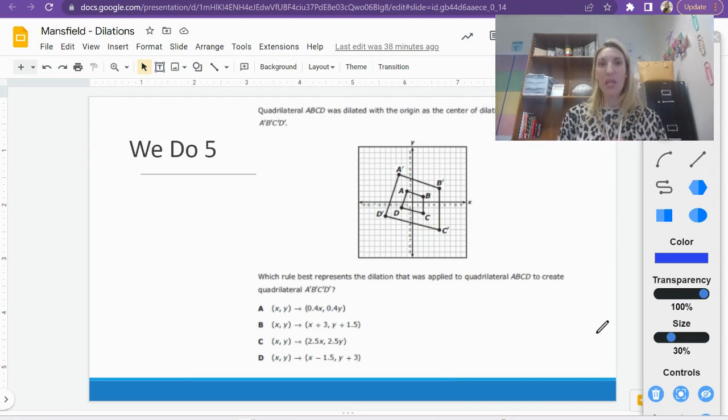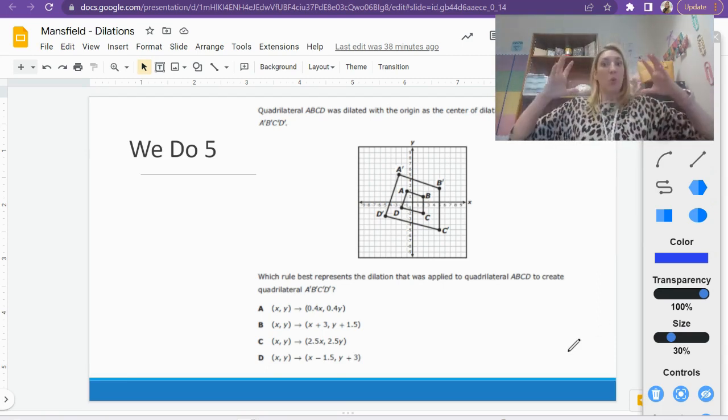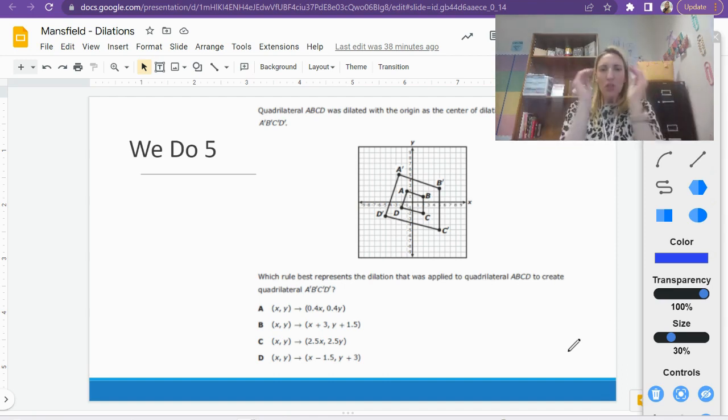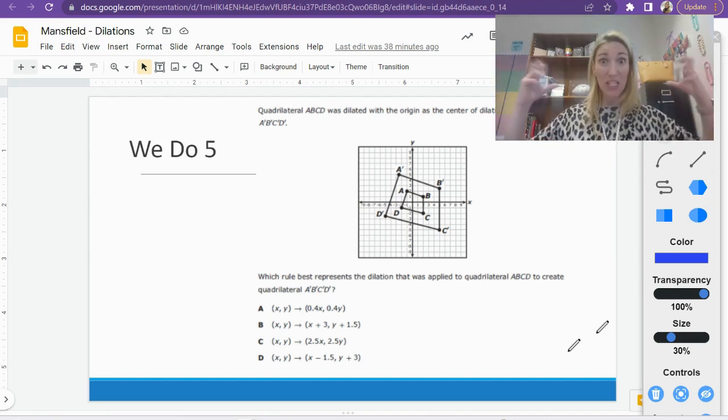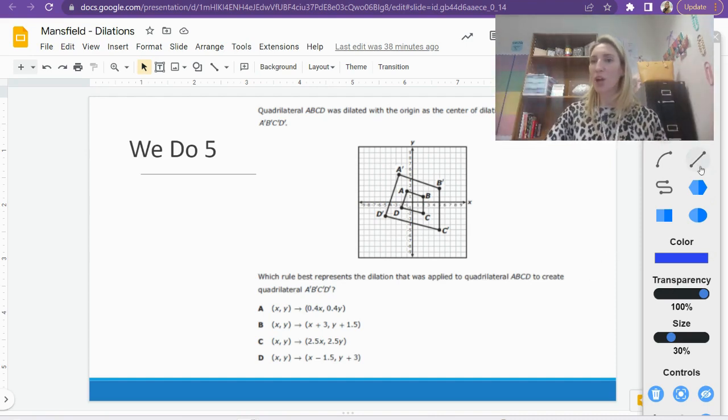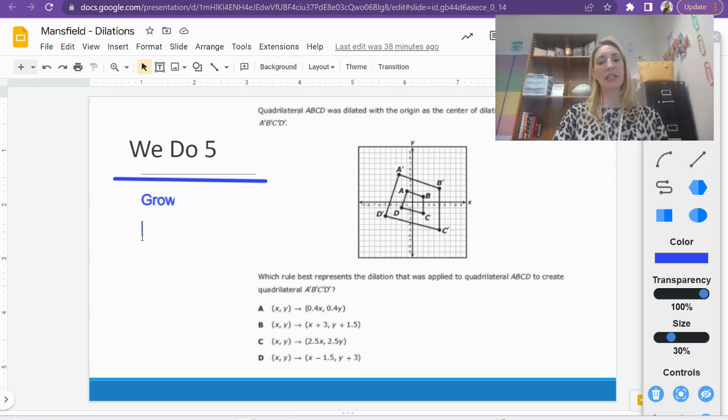We do number 5. I have this quadrilateral ABCD that was dilated with the origin as the center of dilation to create the quadrilateral A prime, B prime, C prime, D prime. I didn't even need the sentence there, but okay, I have the picture. I can tell that the one inside is the original, the one outside is new. So if this is what I had and this is what I have now, it's growing. It's growing again. So here we go. On your paper, guys, we do number 5, and please write grow. If it's growing, I need my scale factor to be more than 1.